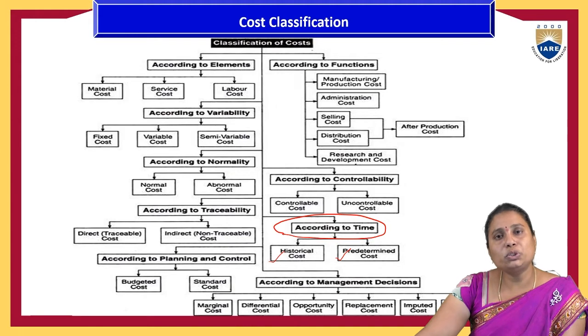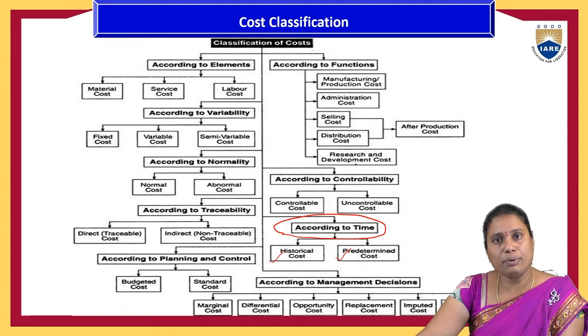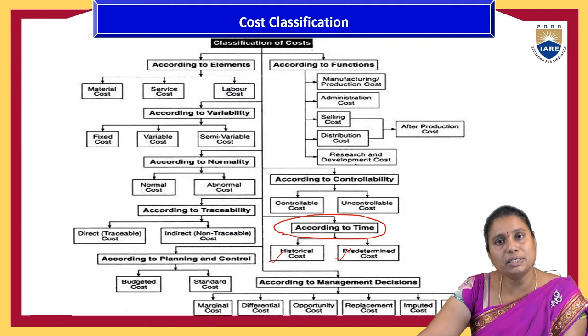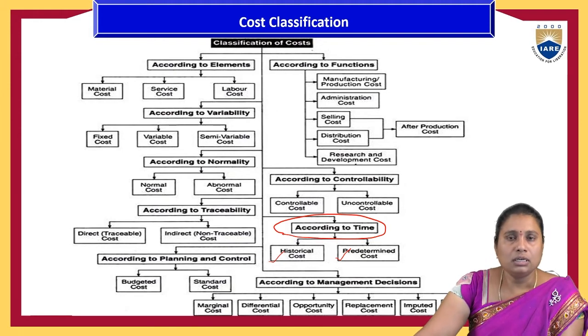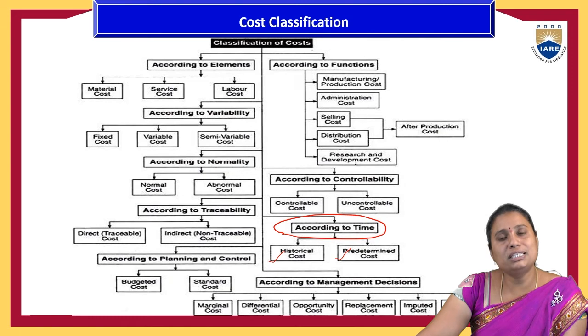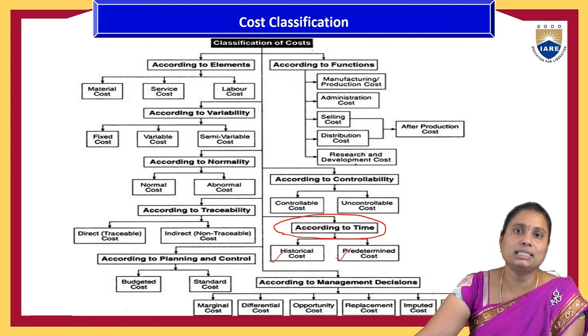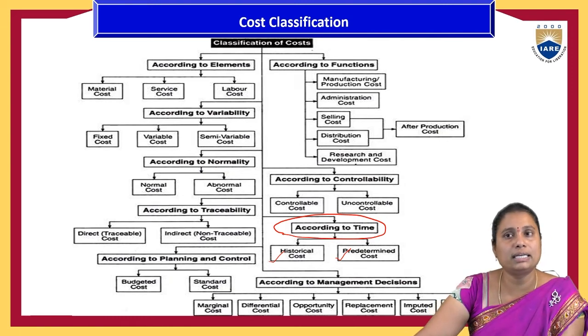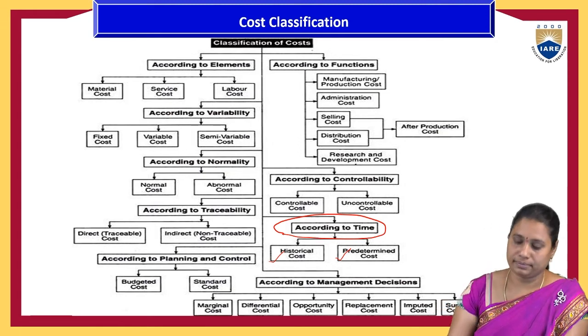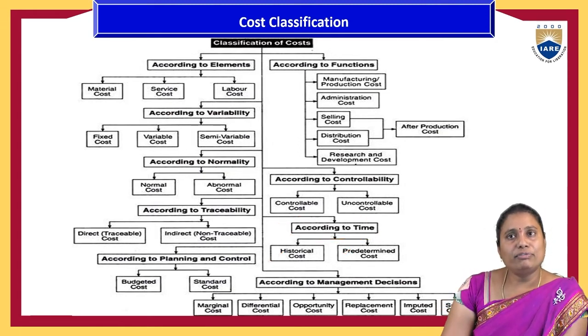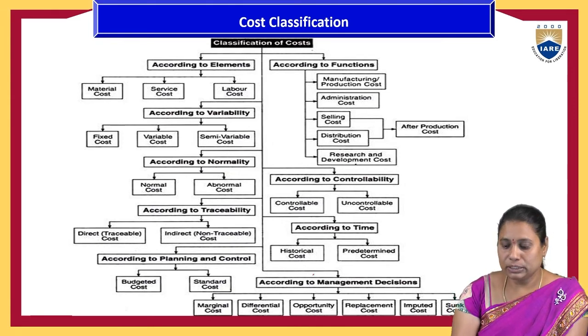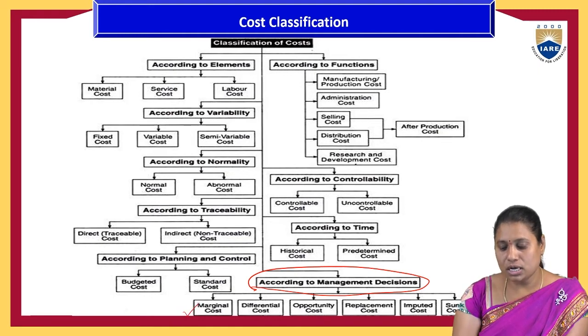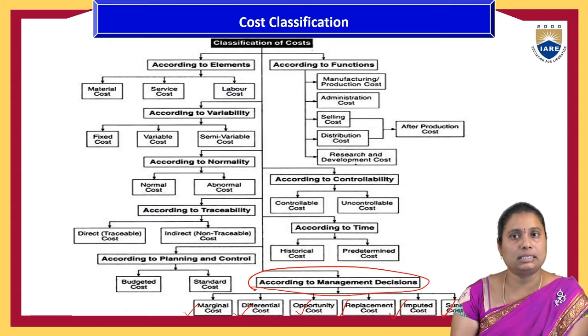And this time they want to change the shape of that particular product. For this, they want to purchase new shaping and designing machinery. So that is predetermined, as per the design changes of the product. Then the cost incurred on that designing machine will be called predetermined cost. Then the next level of classification of cost is according to management decisions. It is marginal cost, differential cost, opportunity cost, replacement cost, imputed cost, and sunk cost.